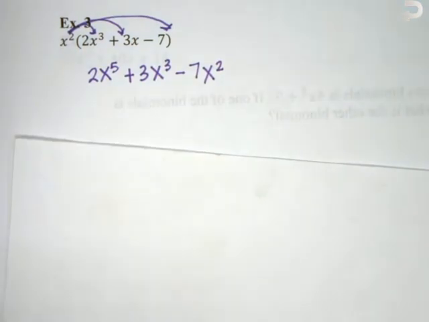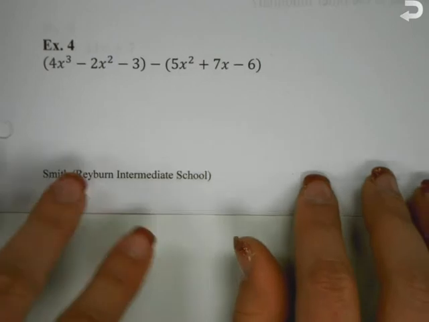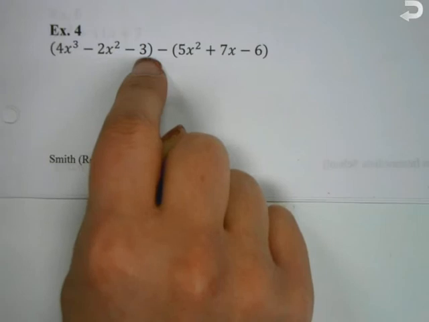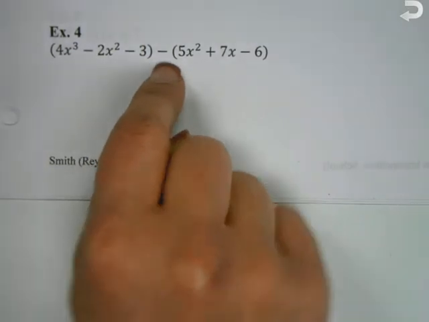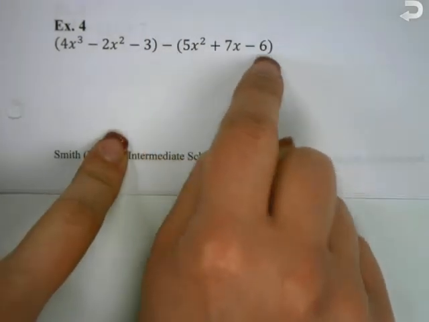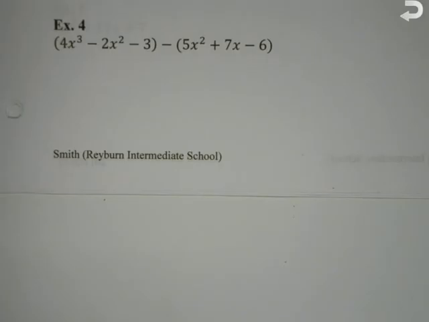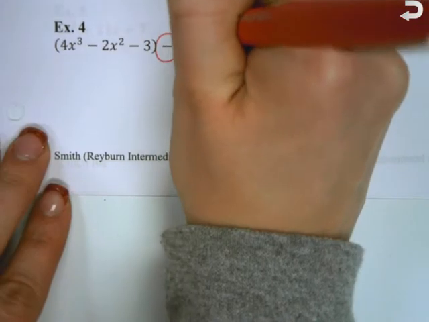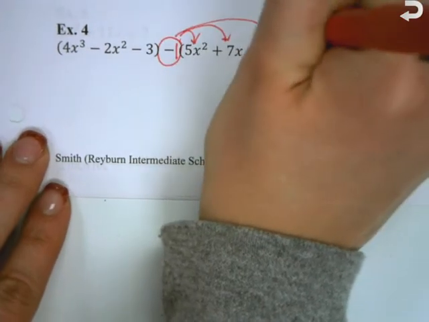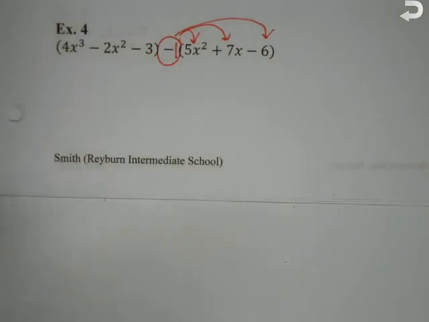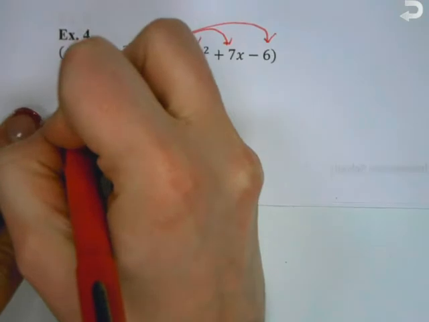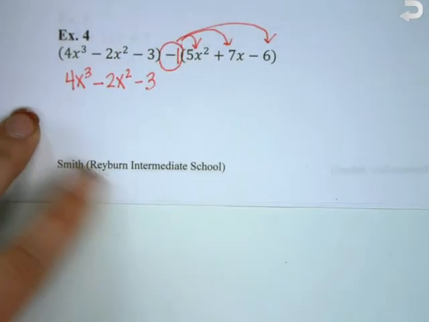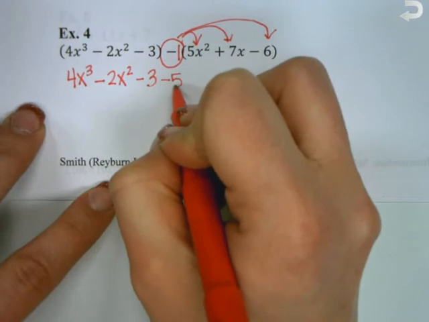Example 4. 4x to the third minus 2x squared minus 3, all of that minus 5x squared plus 7x minus 6. What is there that I can't see? The 1. The invisible 1. So what do I need to do? Circle it and distribute. Okay, so now, Destiny, now we can take down the parentheses. So that's going to give me 4x to the third minus 2x squared minus 3 minus 5x squared minus 7x plus 6.